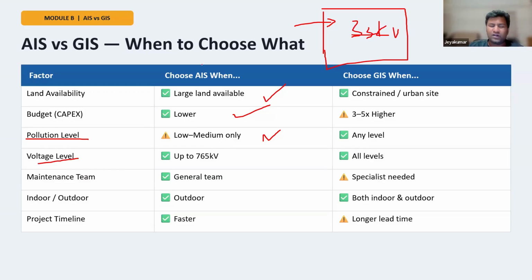That is the outdoor part. GIS is compact, which is a very big advantage. It is available in both types, and hybrid is also there. GIS can be kept outside also. Both are available, but mostly they will keep it indoor. So that's the difference. Lead time also takes quite a lot of time, so you have to order it in the initial stage itself.